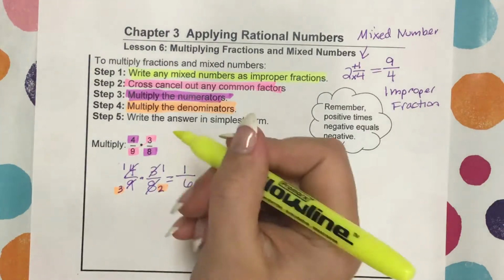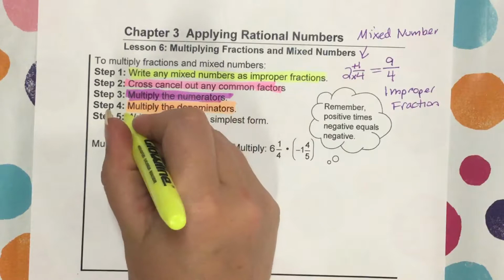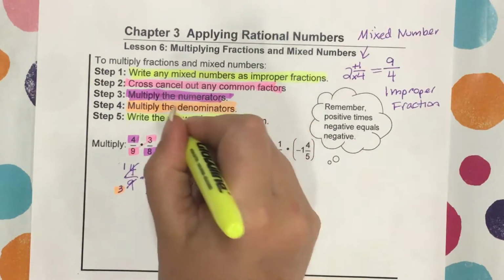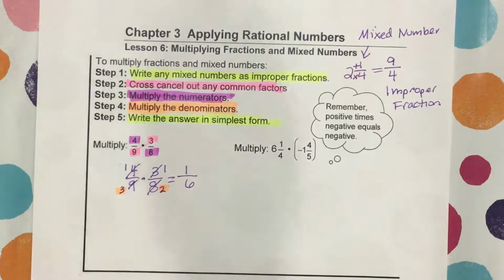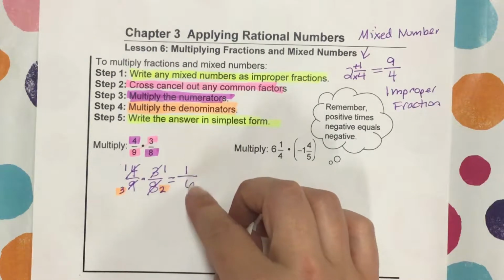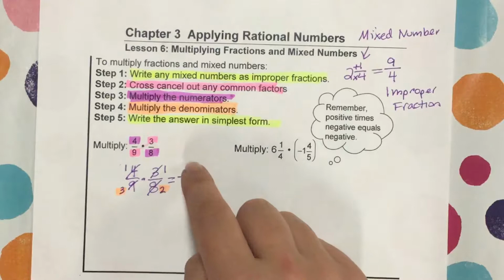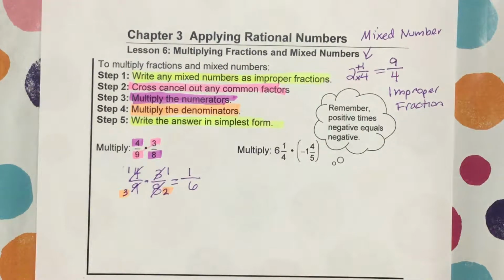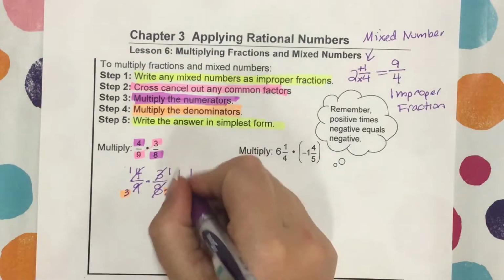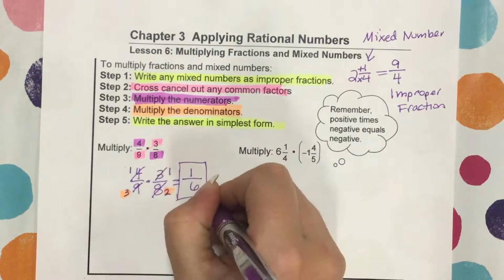And the last step, which is always the last step whenever you're dealing with fractions, is to write your answer in simplest form or in lowest terms. So when we're looking at this, is there a number that goes into both 1 and 6? Well, every time there's a 1 in either the numerator or the denominator, you know automatically that it is in simplest form. So that's our answer right there, 1/6.